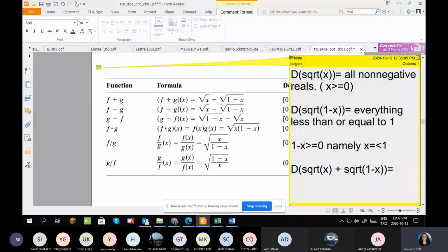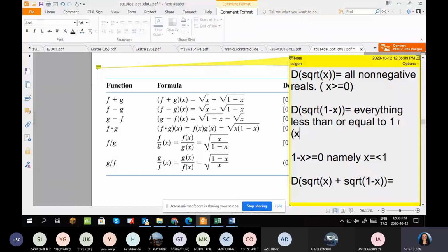And the domain of this, what does it mean? Let me write it down here. X is less than or equal to 1. So what's the intersection of this and this?